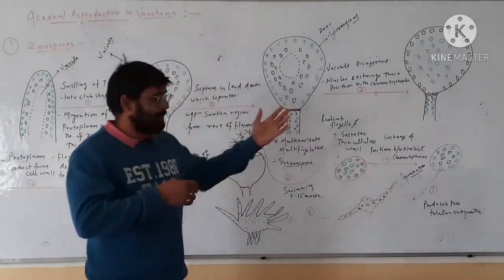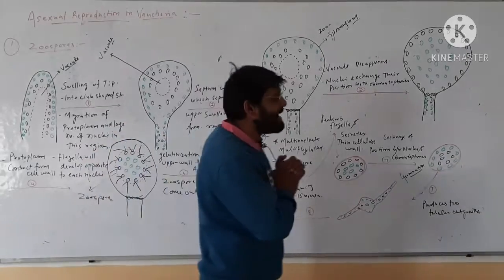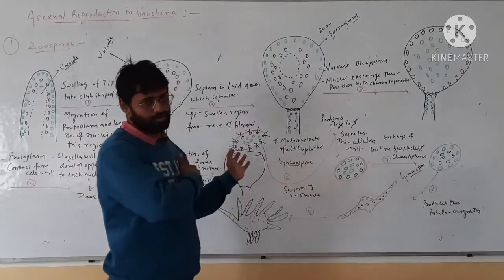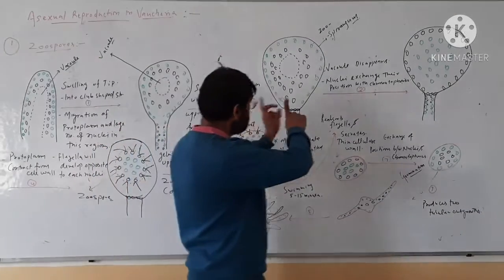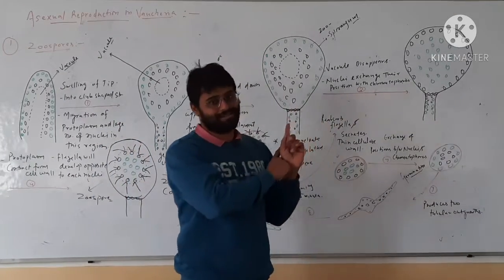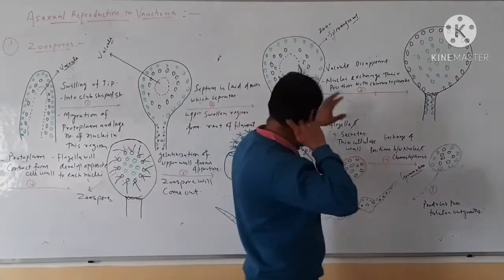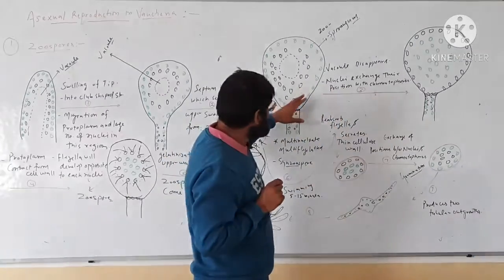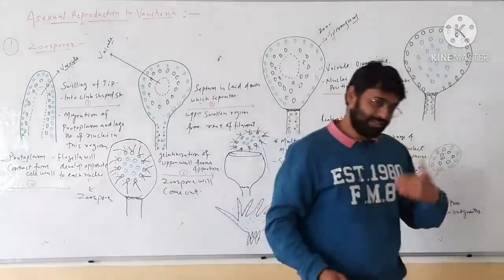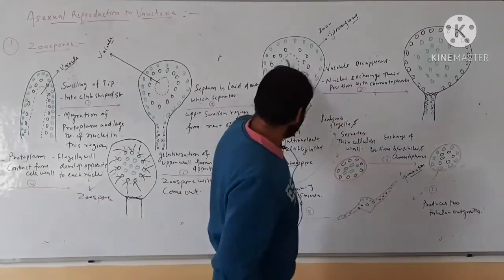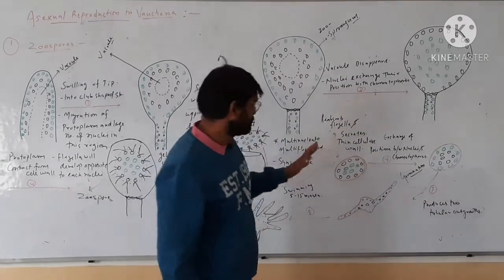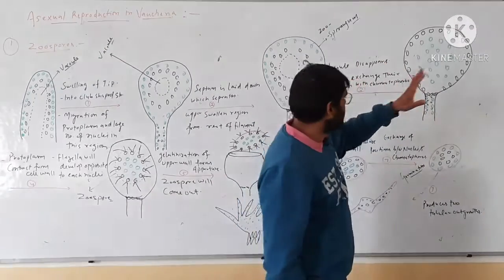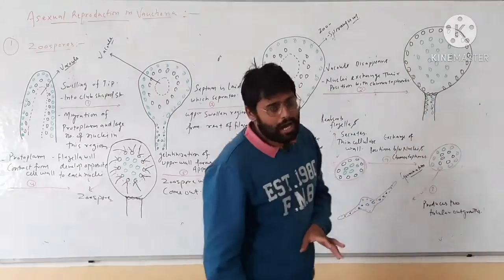So in the next step, what will happen? Nuclei will exchange their position with the chromatophores, so their position will be reversed. Nuclei will come towards the periphery and chromatophores will migrate towards the center, and this vacuole will disappear. So now we have chromatophores towards the center and nuclei towards the outside.